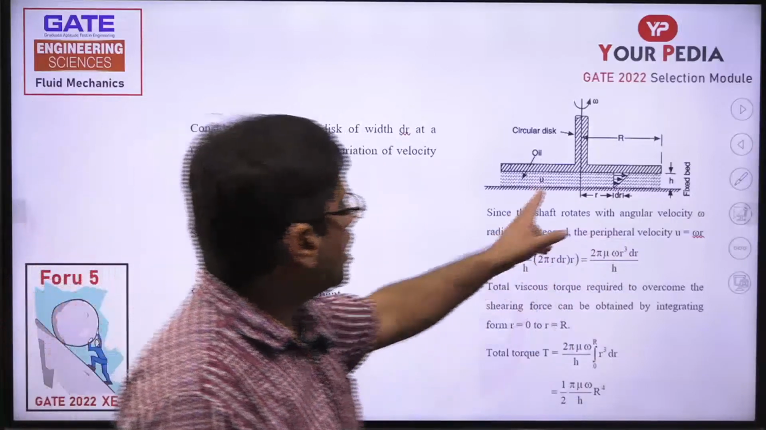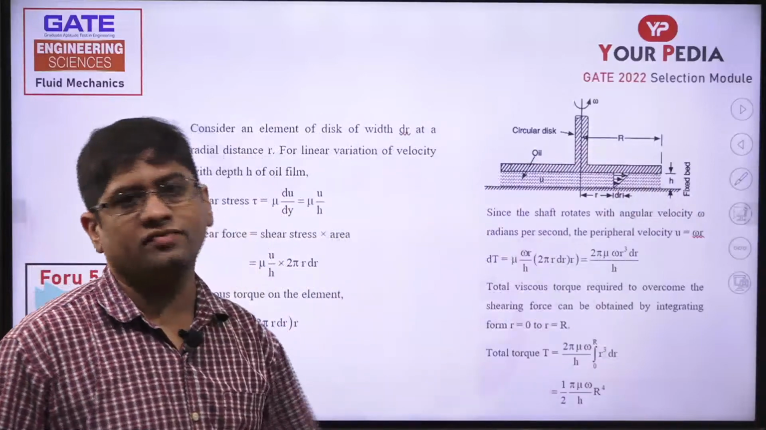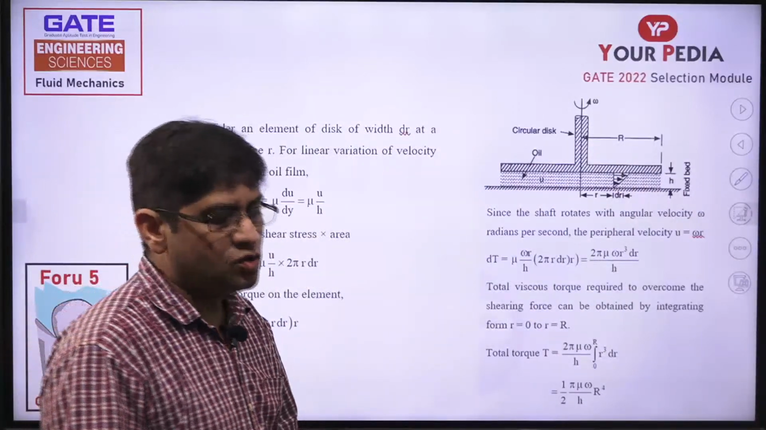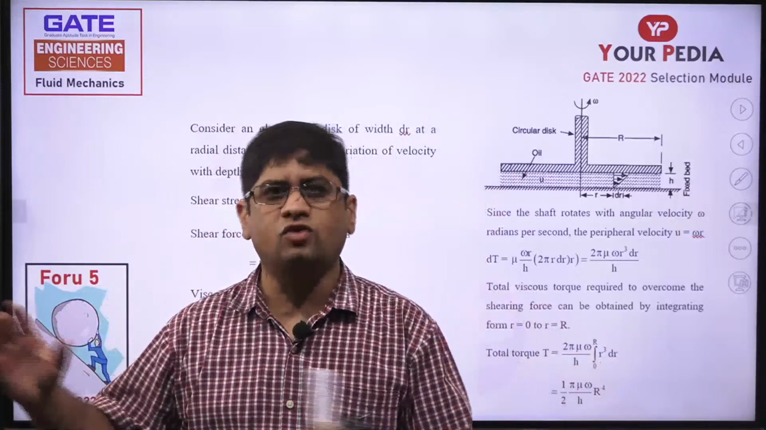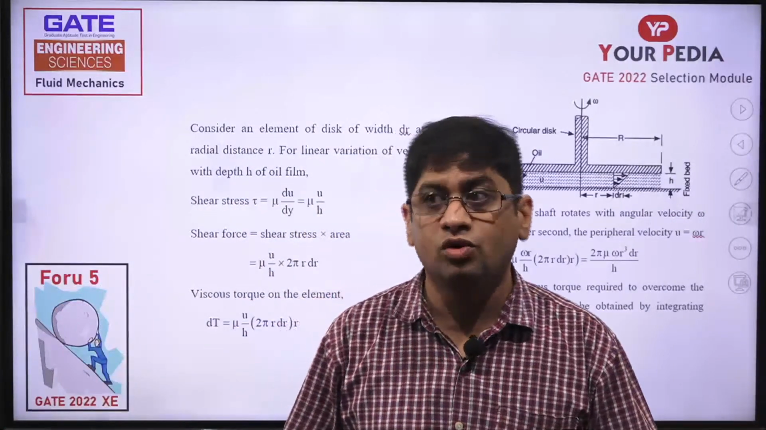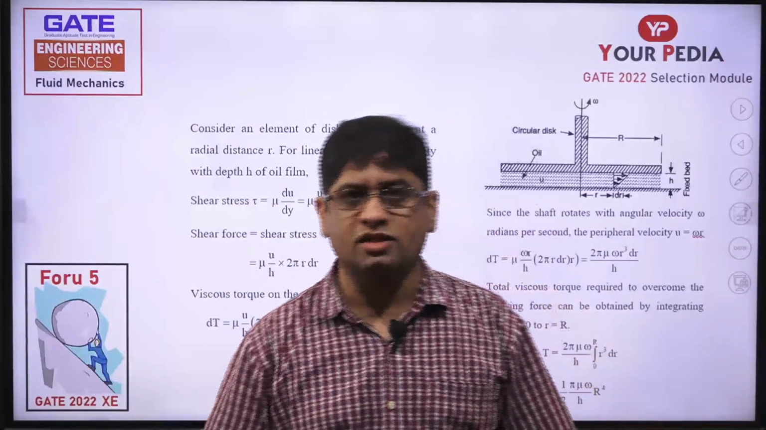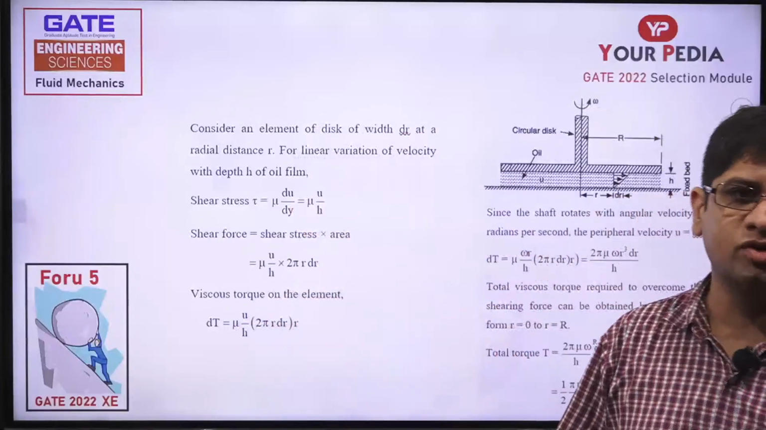Integrate it from r equal to 0 to capital R, and this is the total torque we have. Believe me, in Newton's law of viscosity there are 5 to 10, in fact 10 to 15 good questions. If you do numericals from those questions, the question in GATE comes from there, whether XC or mechanical, the same question is going to be asked.